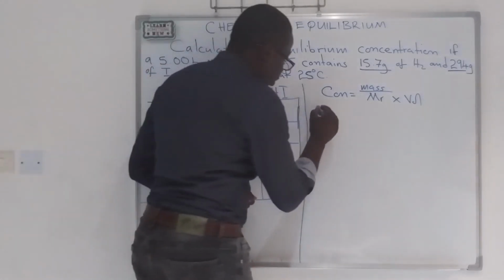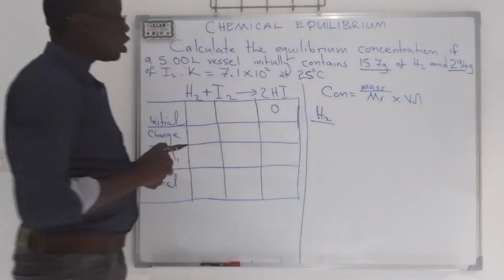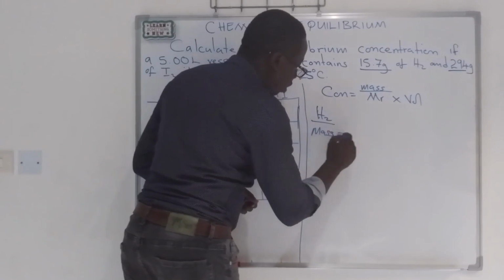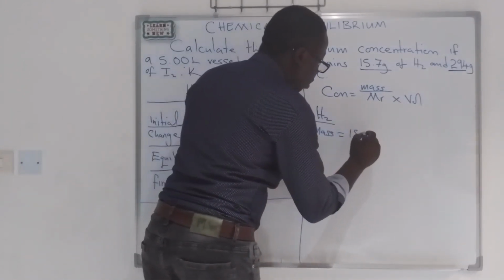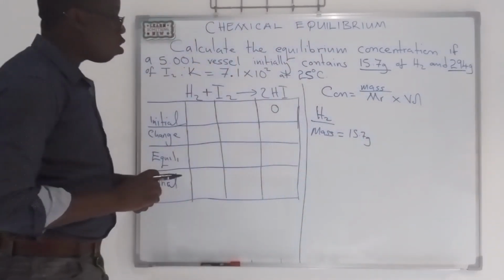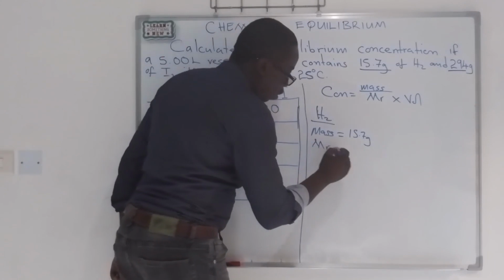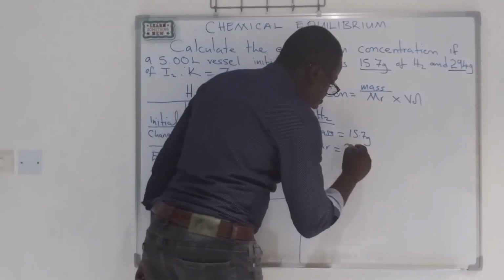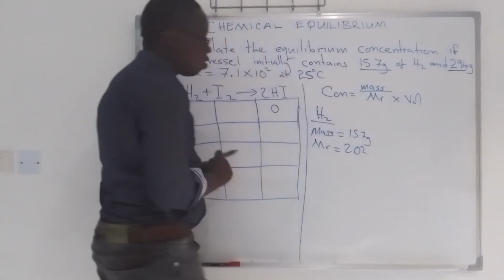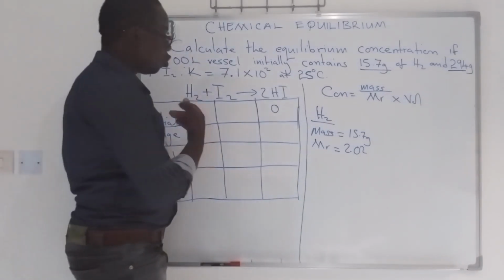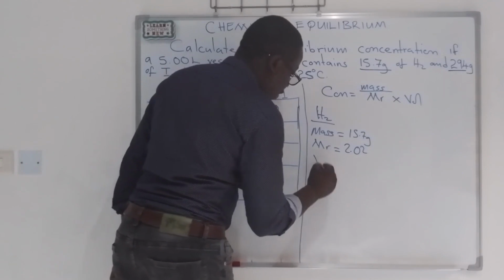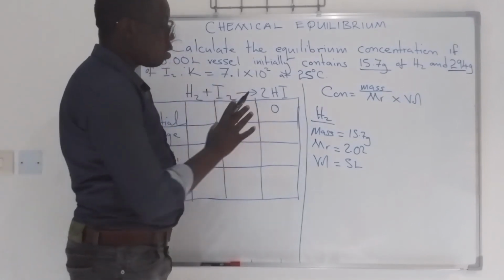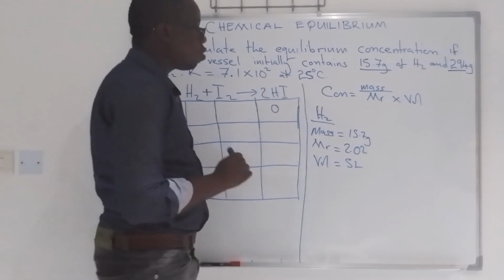Let's start with hydrogen. What information do we have about hydrogen? We know that the mass for hydrogen is 15.7 grams. We also know the molar mass for hydrogen gas. This we get from the periodic table. So the molar mass for hydrogen gas is 2.02. What else do we have regarding hydrogen? We have the volume, that the volume is 5 liters. So we are going to use these 3 pieces of information to calculate the concentration.